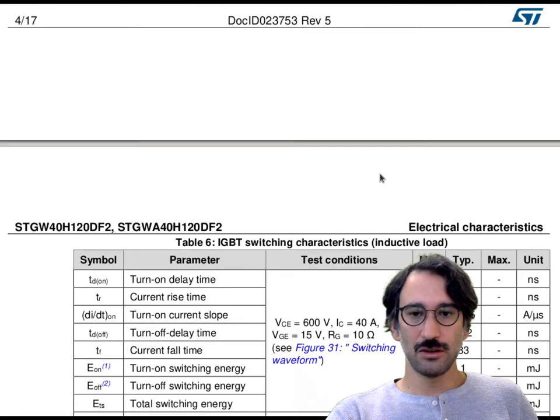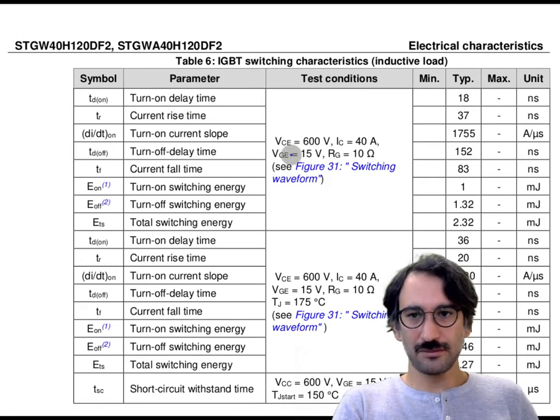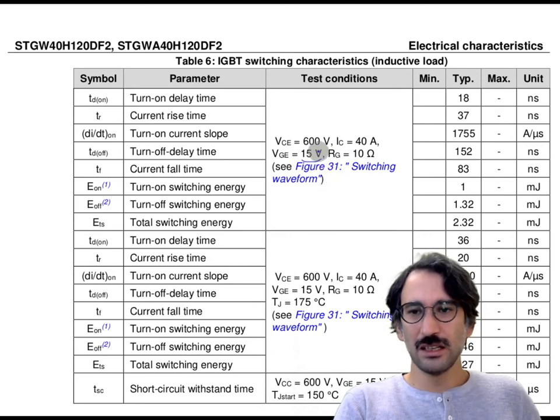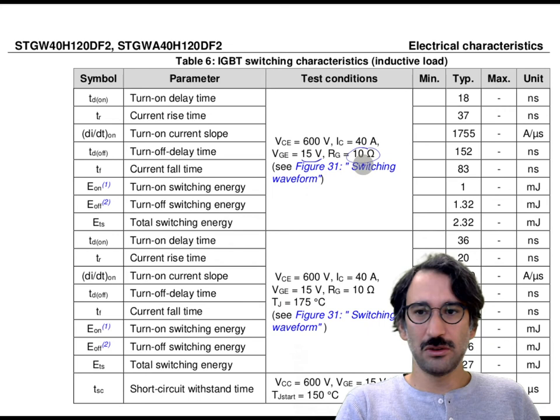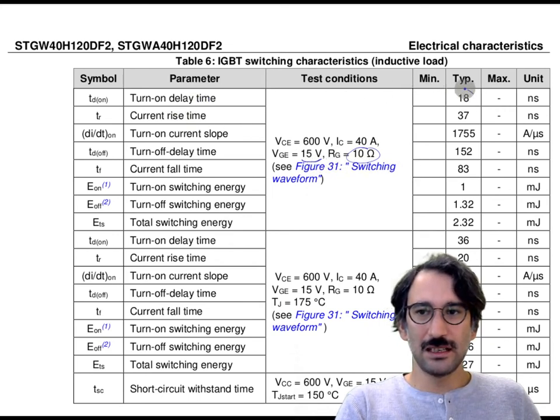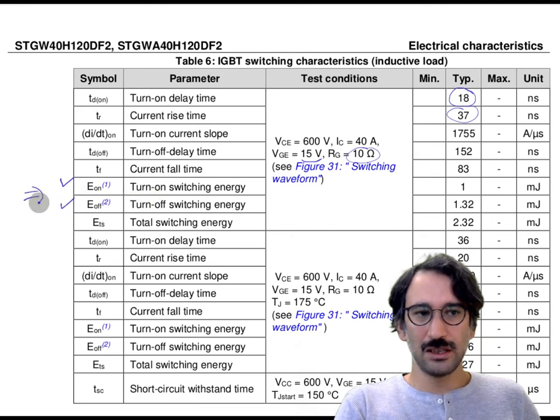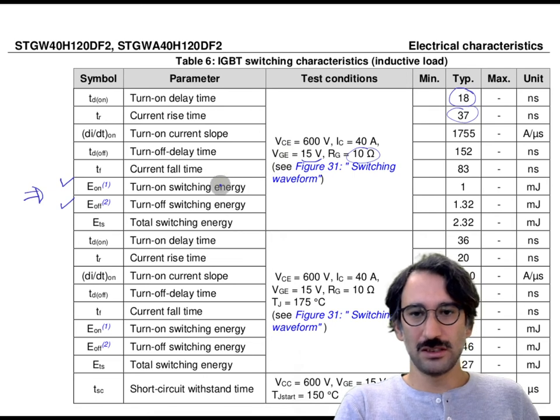to turn on or turn off your device. Usually, if you are controlling your gate with that kind of parameter, this is 10 ohm gate resistance, 15 volts, and so on, and the delay is around 18 nanoseconds. Current rise time is like 37 nanoseconds. Those are quite fast values, and that one is quite useful data. Some data sheets give these two. I think they can be directly used for switching losses.